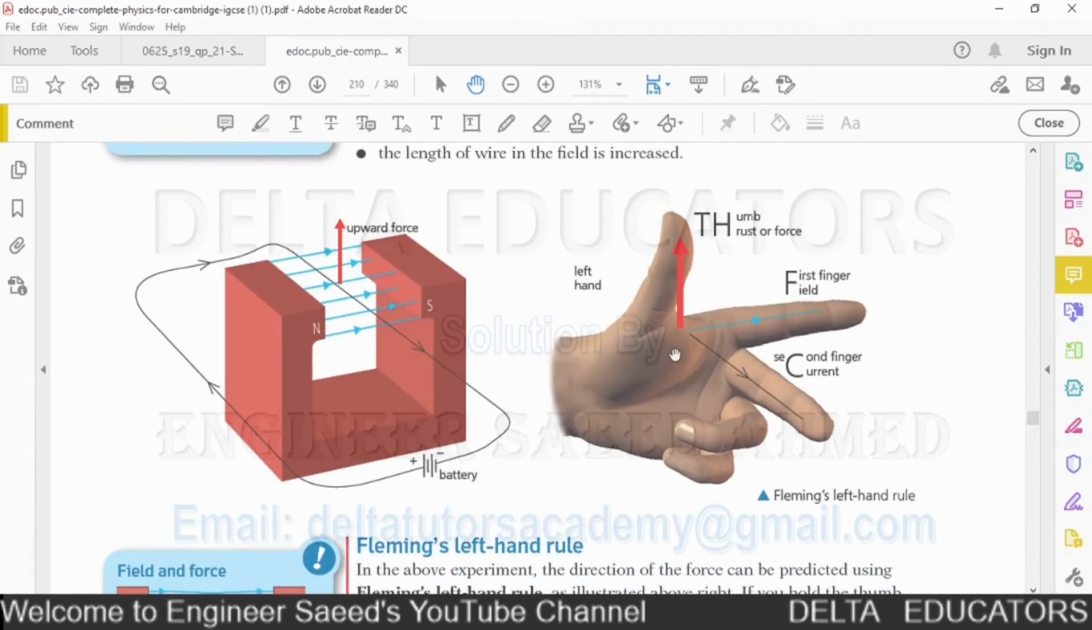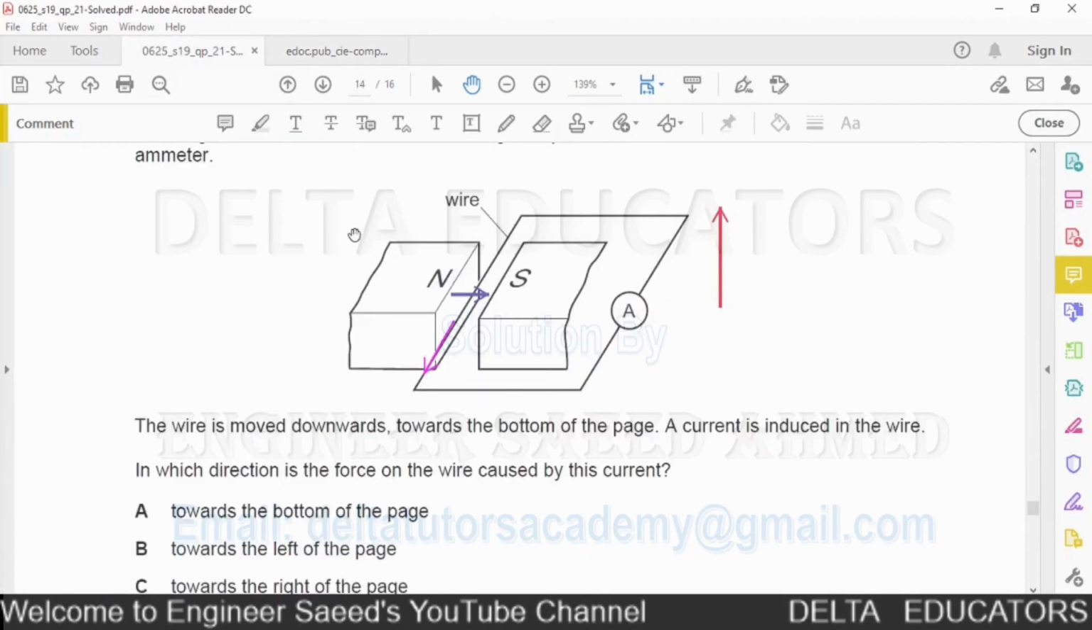In Fleming's left hand rule, we have to use our left hand, and the first finger of the left hand represents the direction of magnetic lines of force. The second finger represents the direction of electrical current, and the thumb represents the direction of the resultant force on the current carrying conductor. So by using Fleming's left hand rule, we can get the direction of the resultant force and it will be in the upward direction.